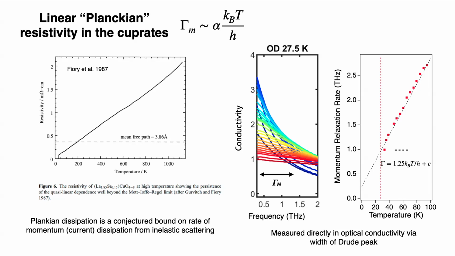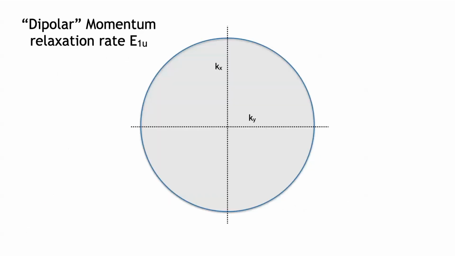If the system has enough isotropy, we can relate the rate that current leaves the electronic system to the rate that momentum is dissipated. And so very often you'll see me write these transport relaxation rates as momentum relaxation rates. Okay, and so that's how it's indicated there in the plot.